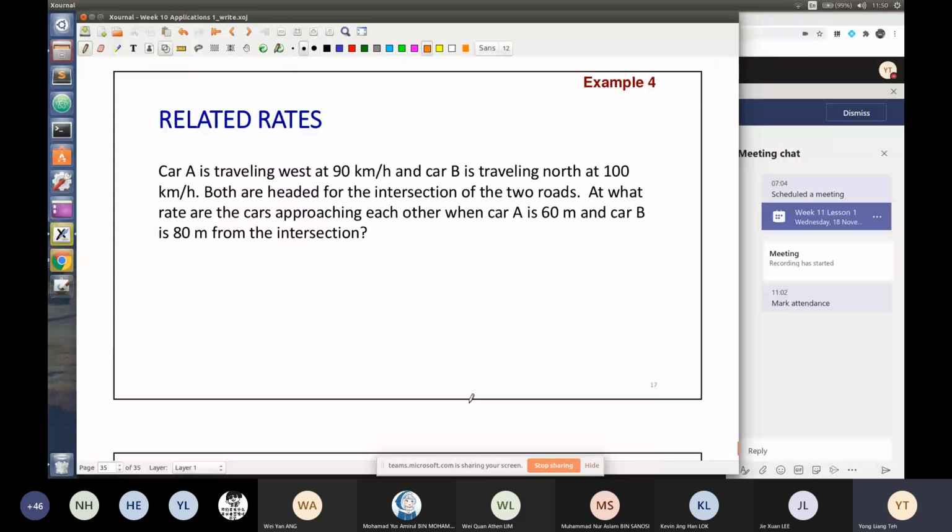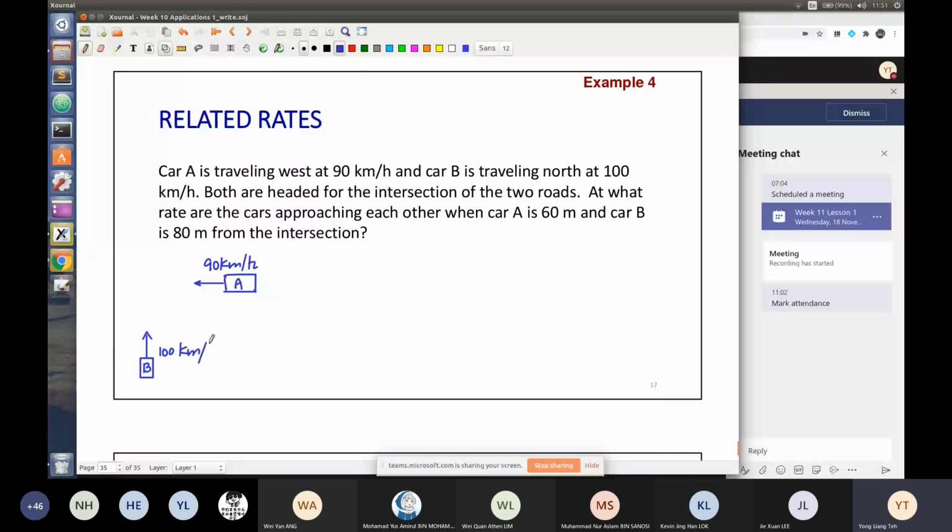So now we have a car A that is traveling west at 90 kilometers per hour. Car B is traveling north. So step 1, draw. So traveling west, let's assume north is upwards, so west is towards my left. So let's have car A. So this is my car A, traveling west at 90 kilometers per hour. And then I have car B that's traveling north at 100 kilometers per hour, both headed for the intersection. Okay, fair enough. So therefore, this is car B. And this guy is traveling north at 100 kilometers per hour.